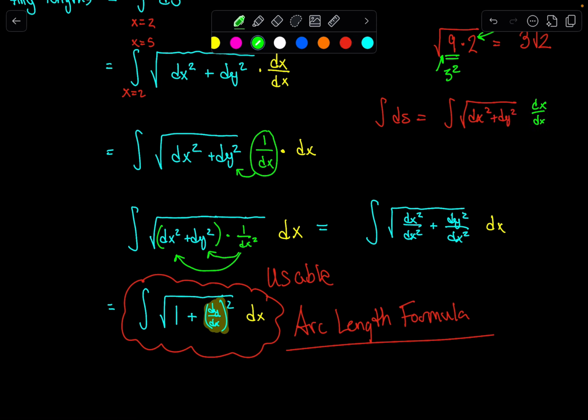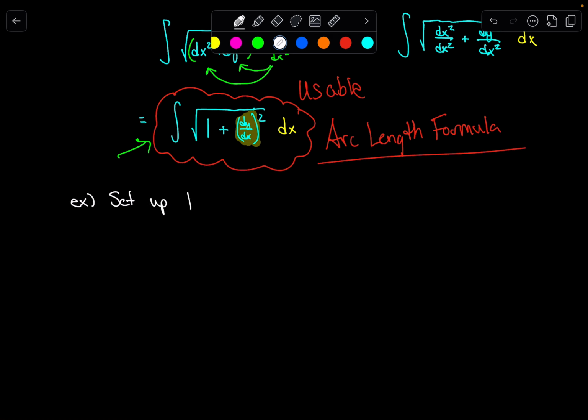I think the process is kind of what's more important. But let me show you an example. So if I said, let's set up the arc length, right? The arc length for y equals x squared from x equals 0 to x is equal to 3.